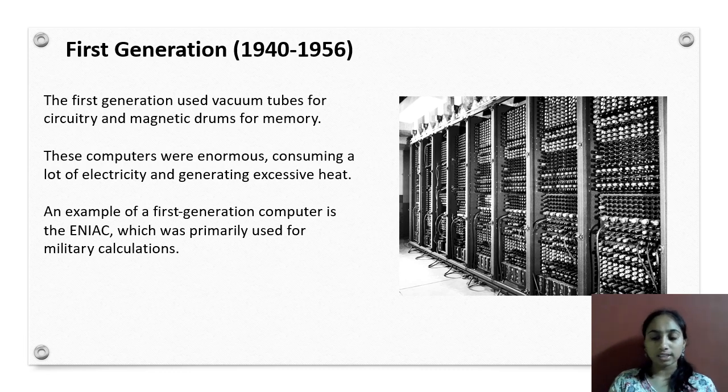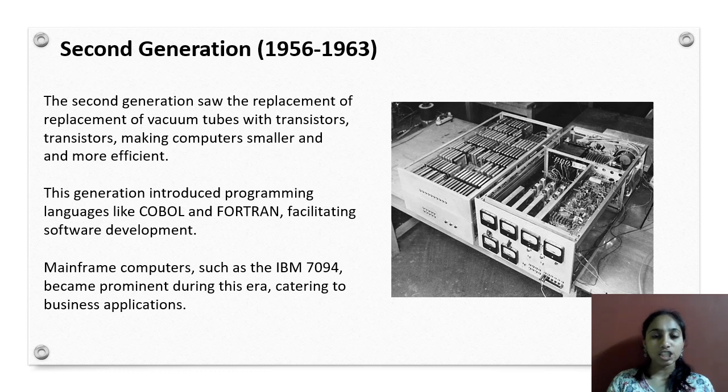And then we will move on to the next slide, that is the second generation, from 1956 to 1963. The second generation saw the replacement of vacuum tubes with transistors, making the computers smaller and more efficient. The generation introduced programming languages like COBOL and Fortran, facilitating software development. Mainframe computers such as the IBM 7094 became prominent during this era, catering to business applications. This is the information about the second generation computers, and this is a diagram for the second generation computers, how they are assigned in these memories.